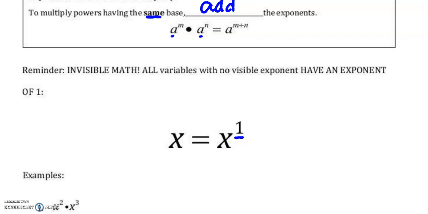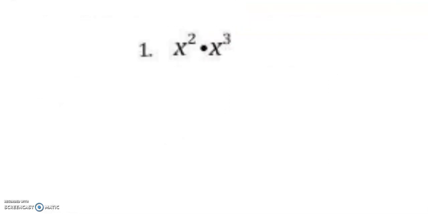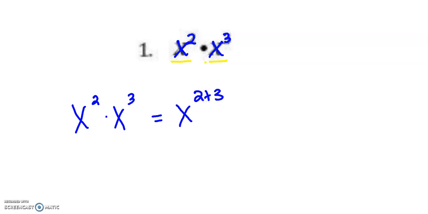Let's try a couple examples. We're going to start with, and I'm sorry this is so blurry, x squared times x to the third. Well, I can see the bases are the same, so I'm going to add the exponents. X squared times x to the third is the same thing as x to the 2 plus 3, which is x to the 5th.